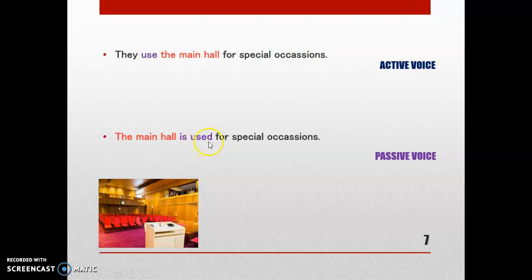In this case, I have used did because it is an irregular verb. The subject is not important, so we do not include it as the agent in the passive voice version. And for special occasions, which was the complement, remains as a complement. The main hall is used for special occasions. There's no use in saying the main hall is used by them. Who are they? So it's not important.